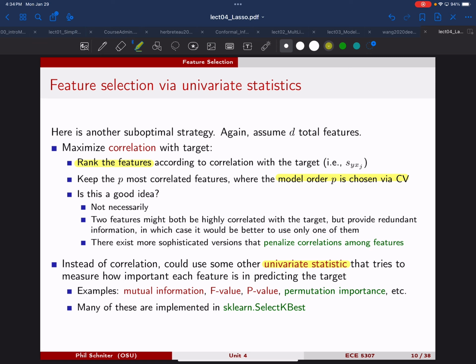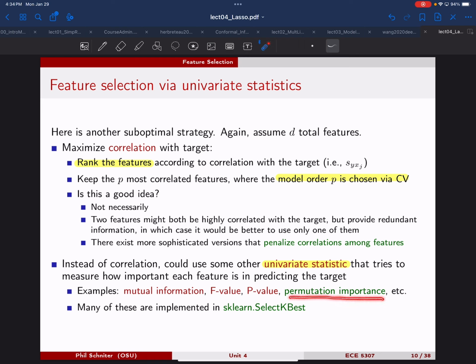If you don't want to use correlation, maybe you could use something else like mutual information that comes from information theory, or various other metrics, which I'm not going to get into the details of. They're things that are implemented in scikit-learn. You could read about them if you like.